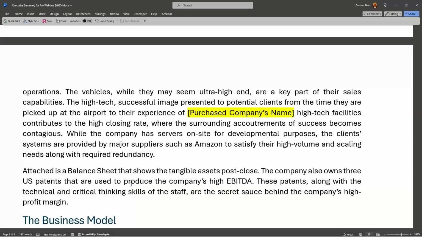Attached is a balance sheet that shows the tangible assets post-close. The company also owns 3 U.S. patents that are used to produce the company's high EBITDA. These patents, along with the technical and critical thinking skills of the staff, are the secret sauce behind the company's high profit margins. So at this point, this lender now has a pretty good idea of this company and how it's structured, and it's starting to build confidence in that lender that this is a real company with real profit-making capability, able to repay the loan that they're going to be asked to make.